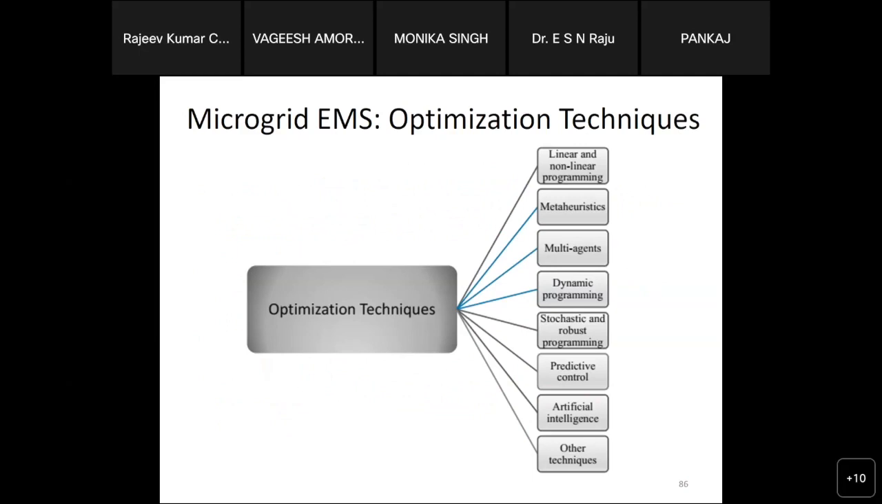These are the different optimization techniques that can be utilized in the microgrid EMS. As we can see, we have linear and nonlinear programming, meta-heuristic, multi-agents, dynamic programming, stochastic and robust programming, predictive control, artificial intelligence and other techniques. We can also go for other optimization techniques, whichever is applicable for that particular application.